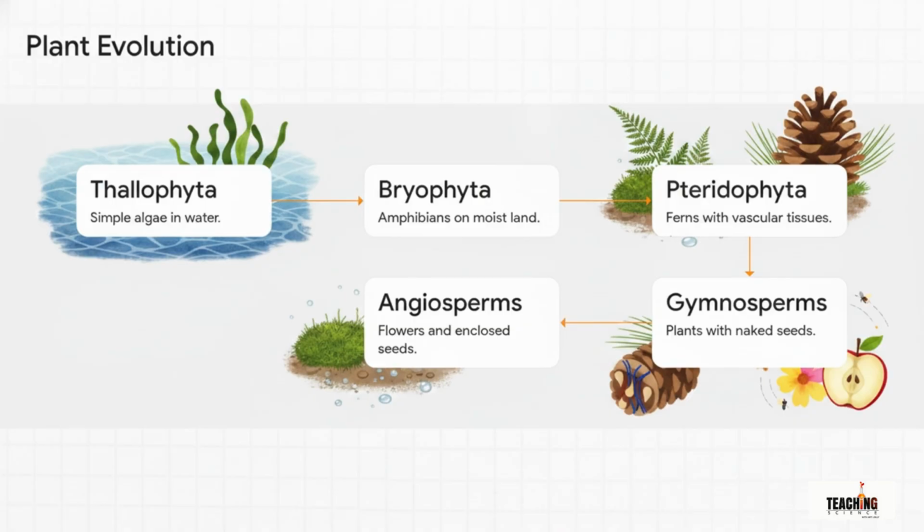Step 3 is Pteridophyta, like ferns. They actually evolved true roots and a transport system. Hello, xylem and phloem. Step 4 is gymnosperms, like pine trees. They finally evolved seeds so they could reproduce without water, but the seeds are naked, usually just sitting right there on cones. And step 5, the ultimate adaptation, angiosperms. They evolved beautiful flowers to attract pollinators, and they enclose their seeds safely inside fruits.